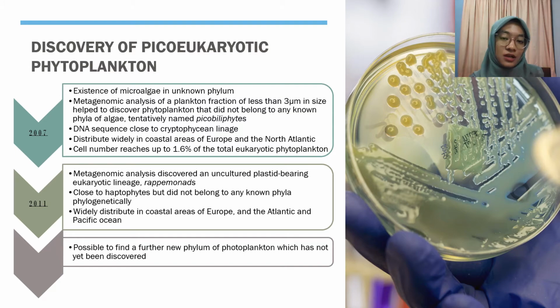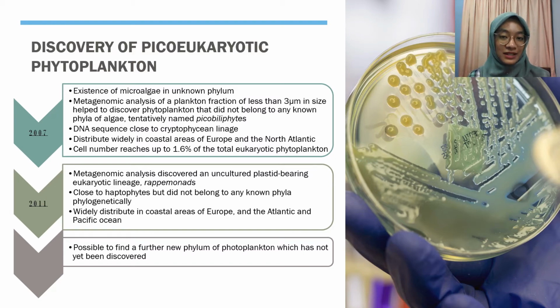In 2007, it was reported that there is an existence of microalgae in an unknown phylum. Through metagenomic analysis of a plankton fraction of less than 3 micrometers in size, researchers discovered phytoplankton that did not belong to any known phyla of algae, tentatively named Picobiliphytes. The DNA sequence of these Picobiliphytes is close to the Cryptophyte lineage. It is distributed widely in coastal areas of Europe and the North Atlantic. The cell number reaches 1.6% of the total eukaryotic phytoplankton.